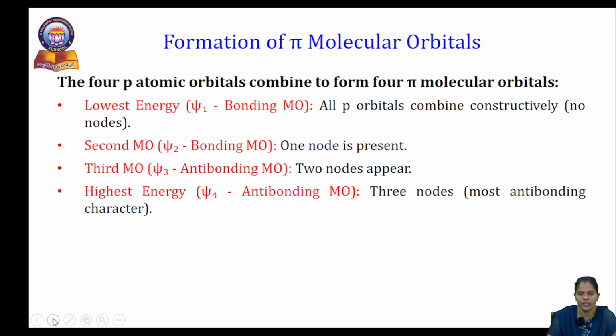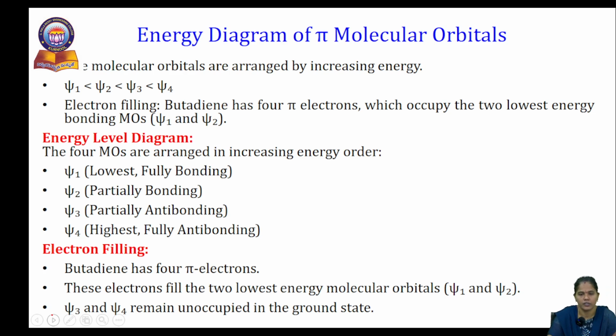The 4 p atomic orbitals combine to form 4 pi molecular orbitals. When all p orbitals combine constructively with no nodes, that is Psi1. One node is present in Psi2. 2 nodes appear in Psi3, which is anti-bonding, and Psi4 has 3 nodes. The molecular orbitals are arranged by increasing energy: Psi1, Psi2, Psi3 and Psi4.